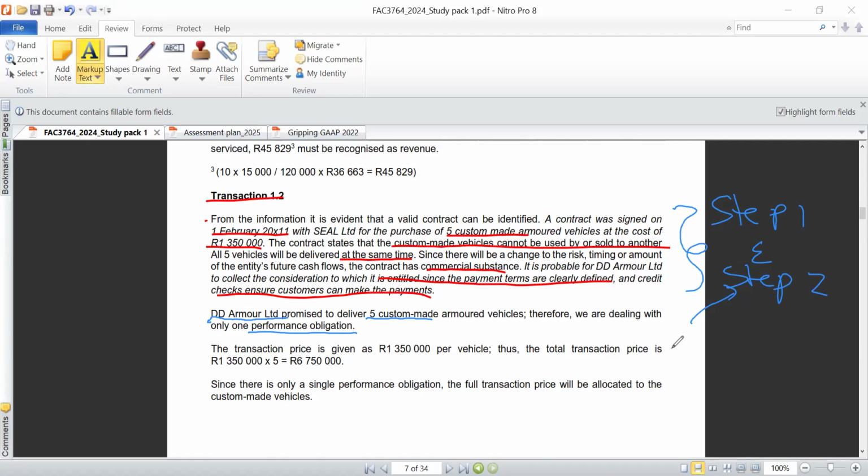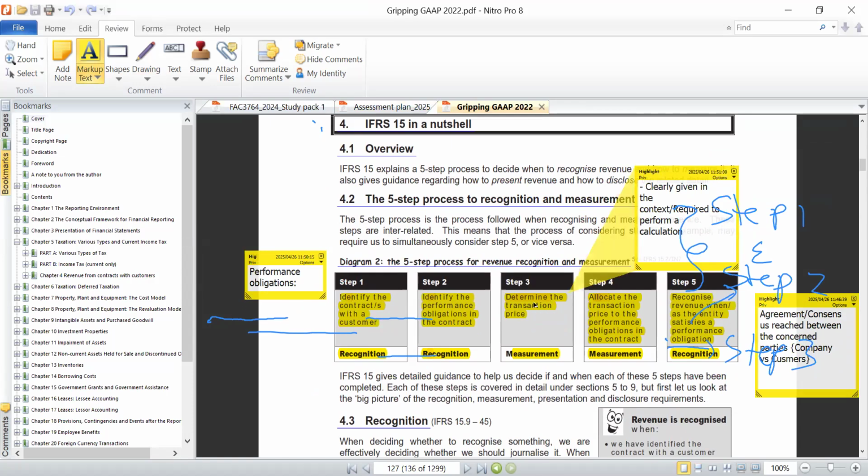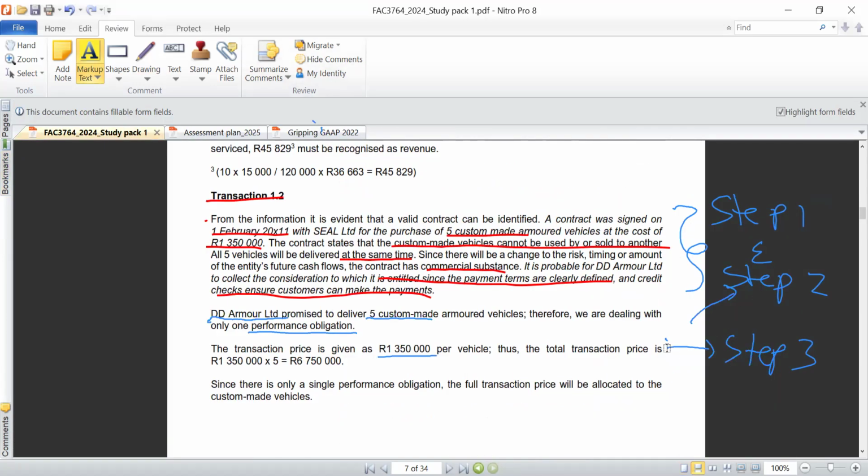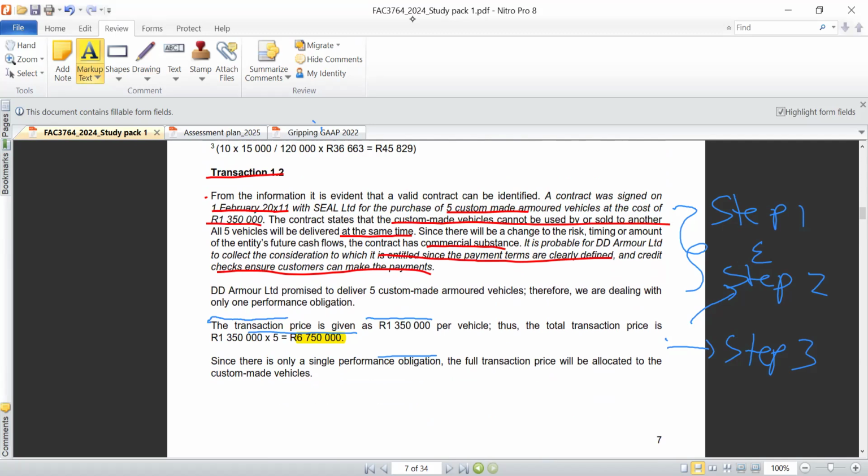Then step number 3, it is this one here, where they say the transaction price is given as 1,350,000 per vehicle. And how many vehicles are there in this case? Okay, I'll come back to the number of vehicles, but I wanted to show you step number 3, determine the transaction price. So the transaction price was clearly given to us as how much? 1,350,000 multiplied by the 5 vehicles to give us 6,750,000. So far, so good? Okay. And then the allocation, it will be what we then determine in step number 4.